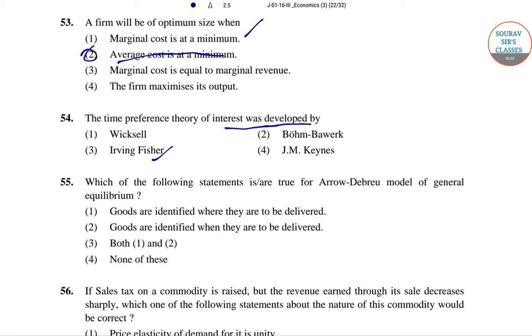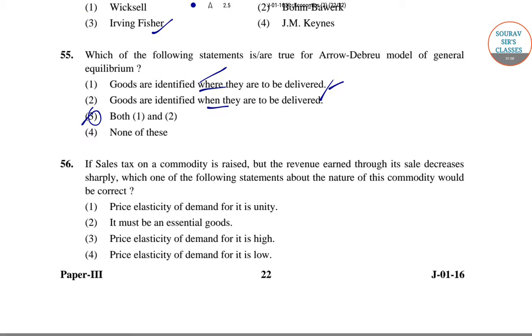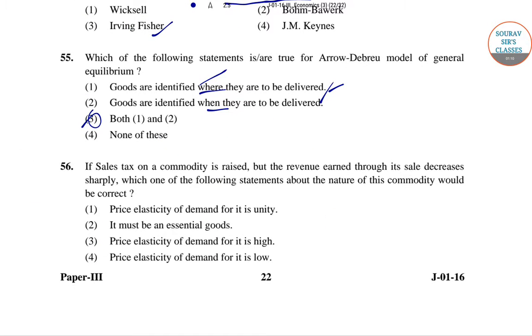Now we'll come to question number 55. Which of the following statements is true for the Arrow-Debreu model of general equilibrium? We know where they are delivered and when they are delivered, both of them are right. So option 3 is the right answer. Now if sales tax on a commodity is raised but revenue earned through the sales decreases sharply, which statement about the nature of the commodity would be correct? Price elasticity of demand for it is high.